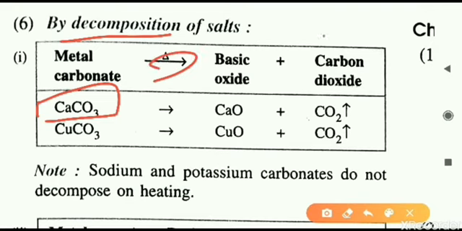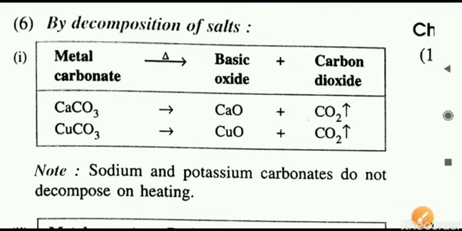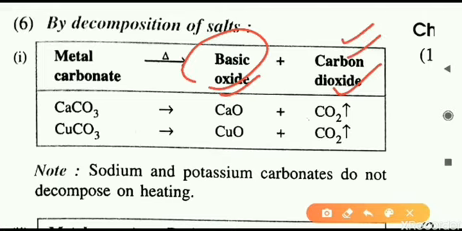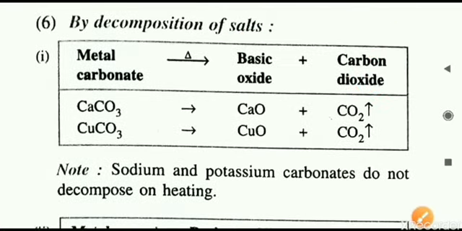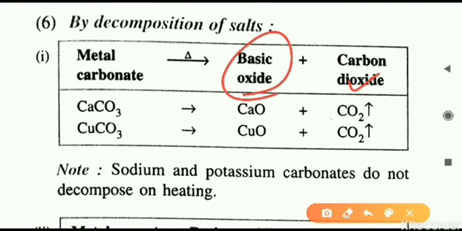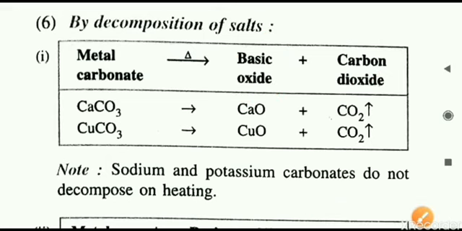Here you can see the symbol given, this symbol is called heating. So we are subjecting this compound, calcium carbonate, to heating. What will happen? The decomposition will take place. This compound will break down into two parts. One will be a basic oxide, another one will be carbon dioxide. This is a byproduct. A byproduct is an additional product which is formed along with the main product. The main purpose of this reaction is to prepare a base, that is the product. Basic oxide is the product, an extra thing is forming, that is carbon dioxide, the byproduct.